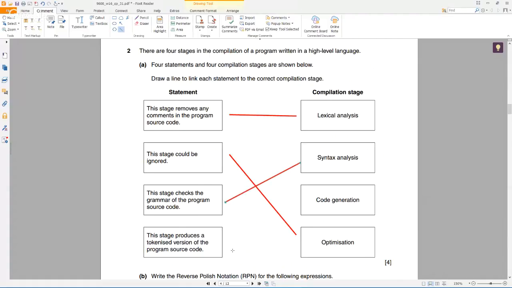And the last point is: this stage produces a tokenized version of the program source code. As we already said, the lexical analysis is responsible for the tokenization of the program source code. We haven't touched the code generation because it's not relevant at this stage, but that's the part where the compiler generates the actual machine code at the end.